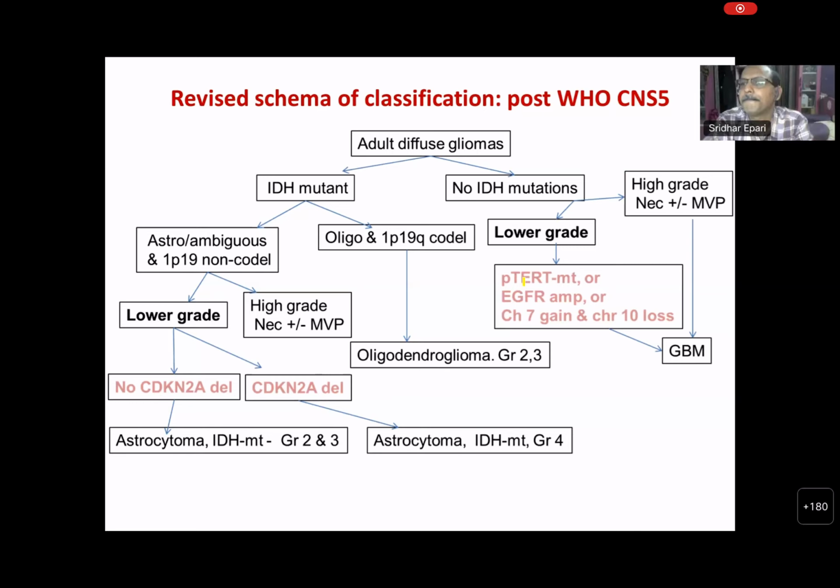Okay? Yes, sir. If IDH wild type, can it be an oligodendroglioma? No, sir. IDH wild type, it cannot be. If you see the three broad groups of adult diffuse gliomas, IDH wild type is only glioblastoma. So there is nothing great in that. So Pooja, am I clear for that answer?